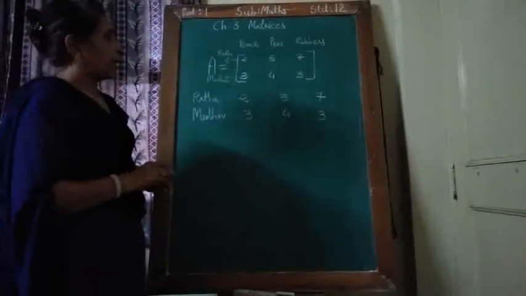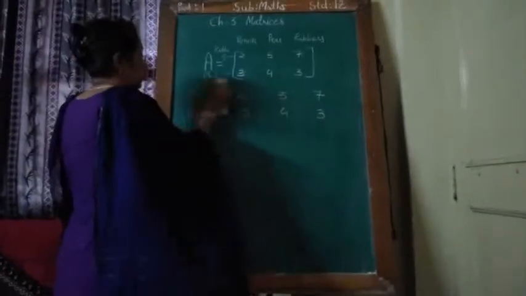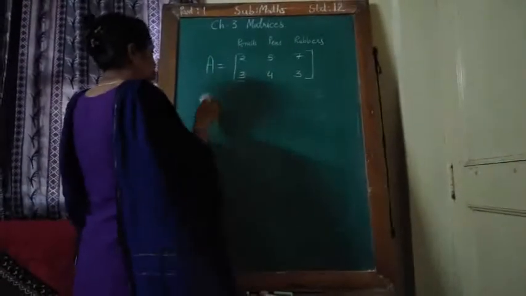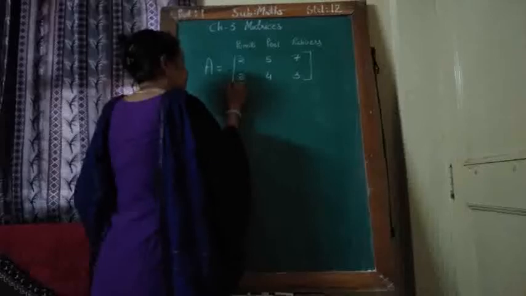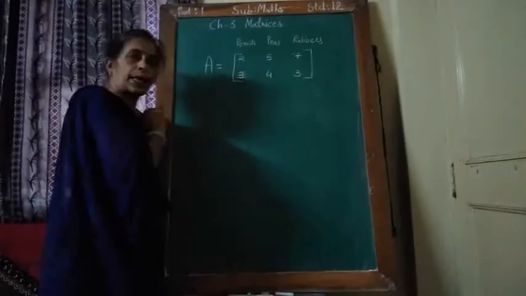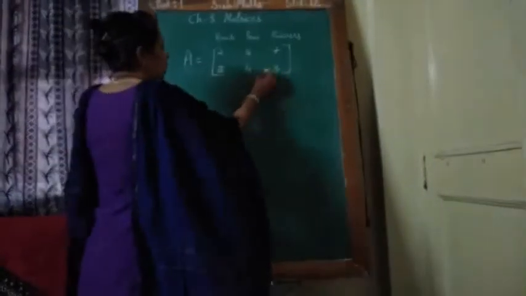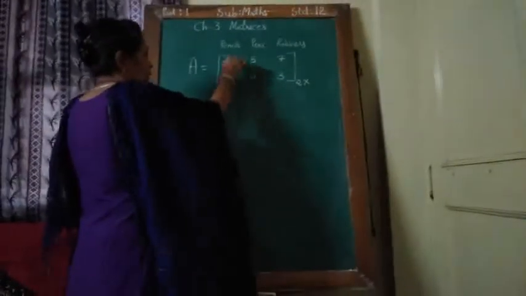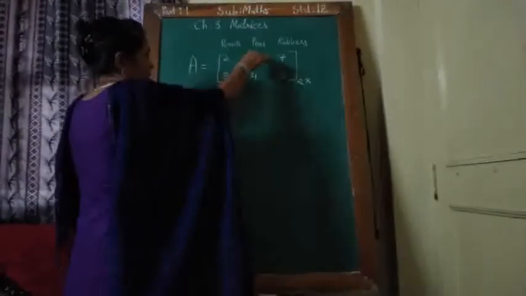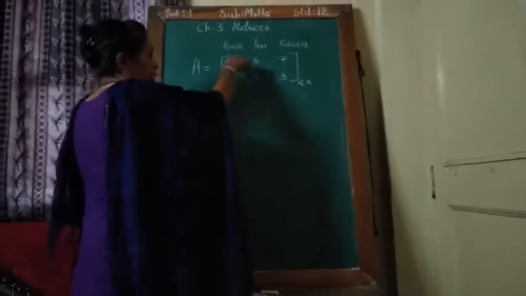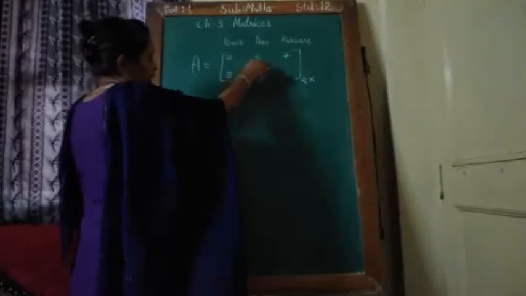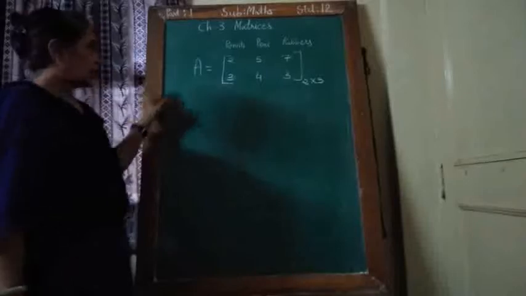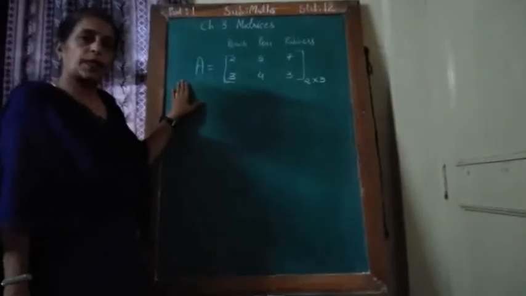Now, what is the order of this matrix? Suppose I give the name of this matrix as A. Then what is the order of this matrix? Here how many rows? 2 rows. And columns are the vertical lines of numbers. In the vertical lines there are 2 and 3, 5 and 4, 7 and 3, so 3 columns. So the order of this matrix is 2 cross 3.